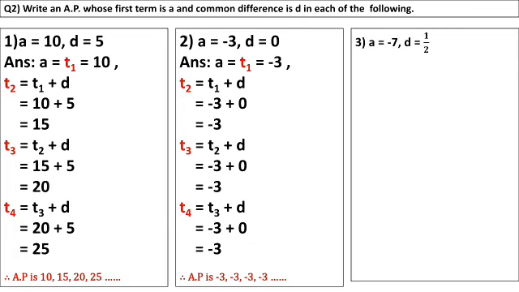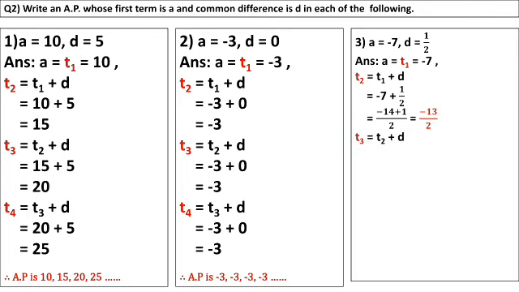The fourth one, the A value is given minus 7, D value is given 1 upon 2. So term 1 we have minus 7. For getting the T2 we need T1 plus D. T1 is minus 7 plus 1 upon 2. So again we got the mixed number, 2 7s are 14, minus 14 plus 1 upon 2, we get minus 13 upon 2. We can divide and show here minus 6.5 also, or you can write in the fraction also.